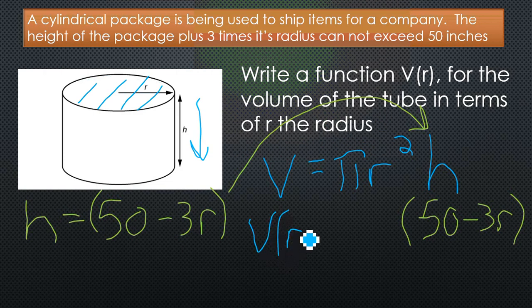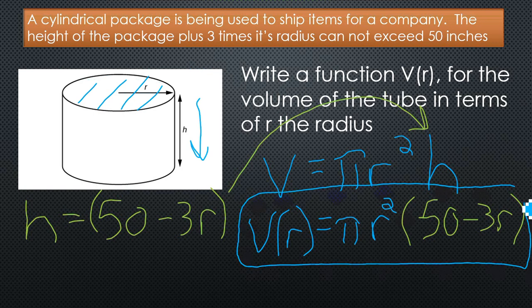So v of r equals pi times r squared times 50 minus 3r in parentheses. And it's important that we keep that substitution in parentheses because we have multiplication going on here between the pi r squared and that. Okay, so that's our function. We've written our function v of r equals pi times r squared times the quantity 50 minus 3r. And this lives under the constraints that we originally set up, which is up top here. Remember, it says that the height of the package plus 3 times its radius cannot exceed 50 inches.